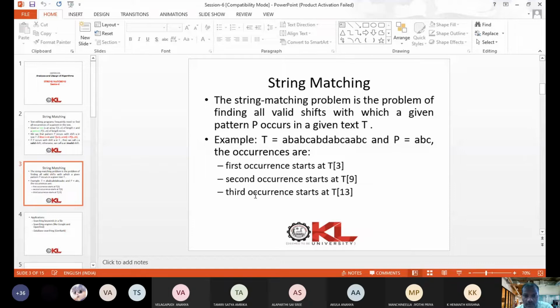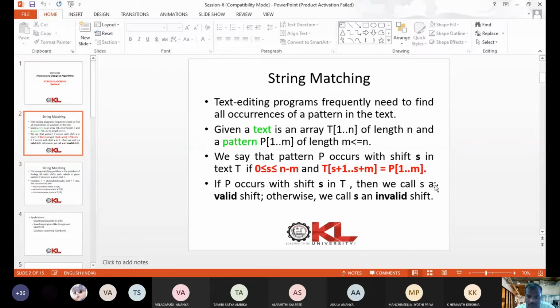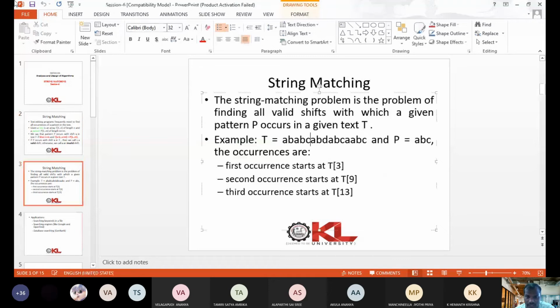If you see this small example, where T is given as AB, AB, CA, BD, AB, CA, ABC, and the small string or pattern is ABC. Now look at this example and identify at what shifts the pattern is visible. The ABC is visible in T, starting at T of 3. That is the first occurrence.